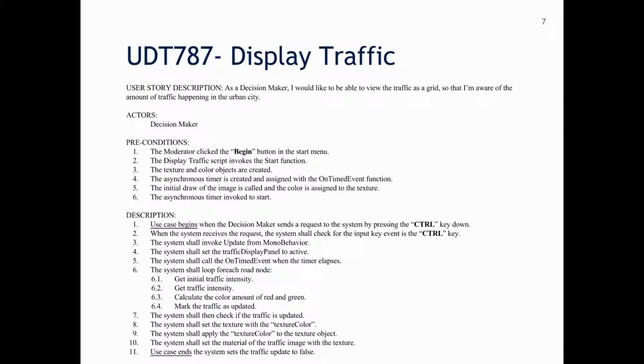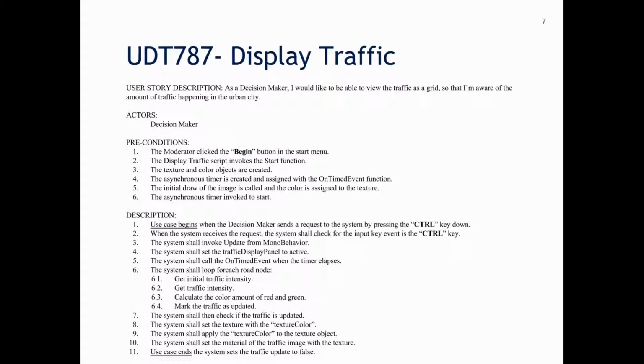Here is a use case called display traffic. I will only go over the user story, actors, and precondition. The description is better described in the sequence diagram. So here's the user story description. As a decision maker, I would like to be able to view the traffic as a grid so that I'm aware of the amount of traffic happening in the urban city. Actors in play here is the decision maker.